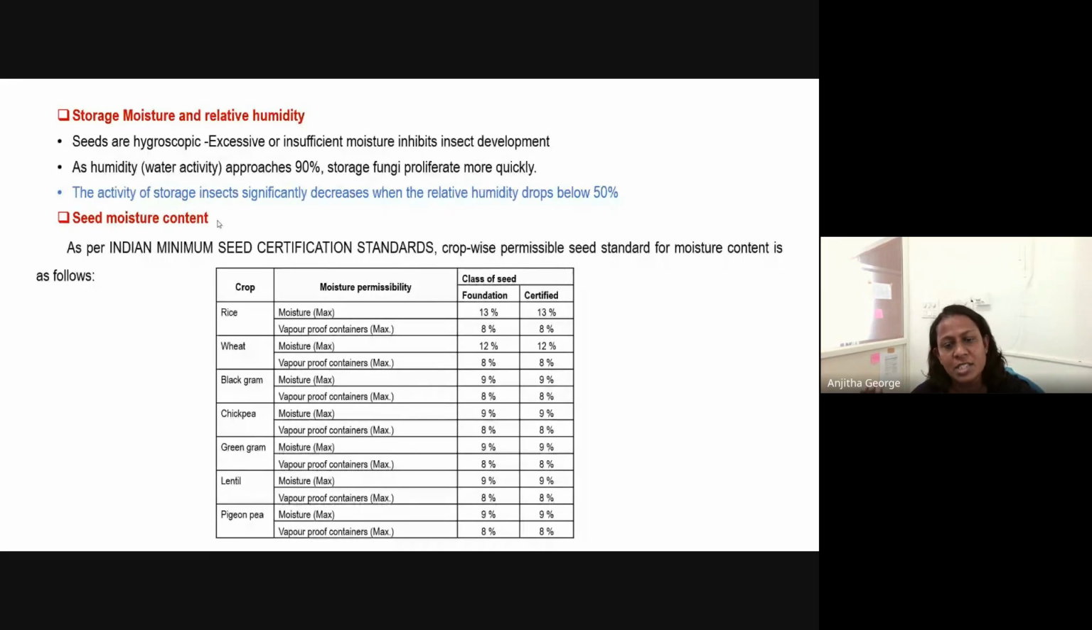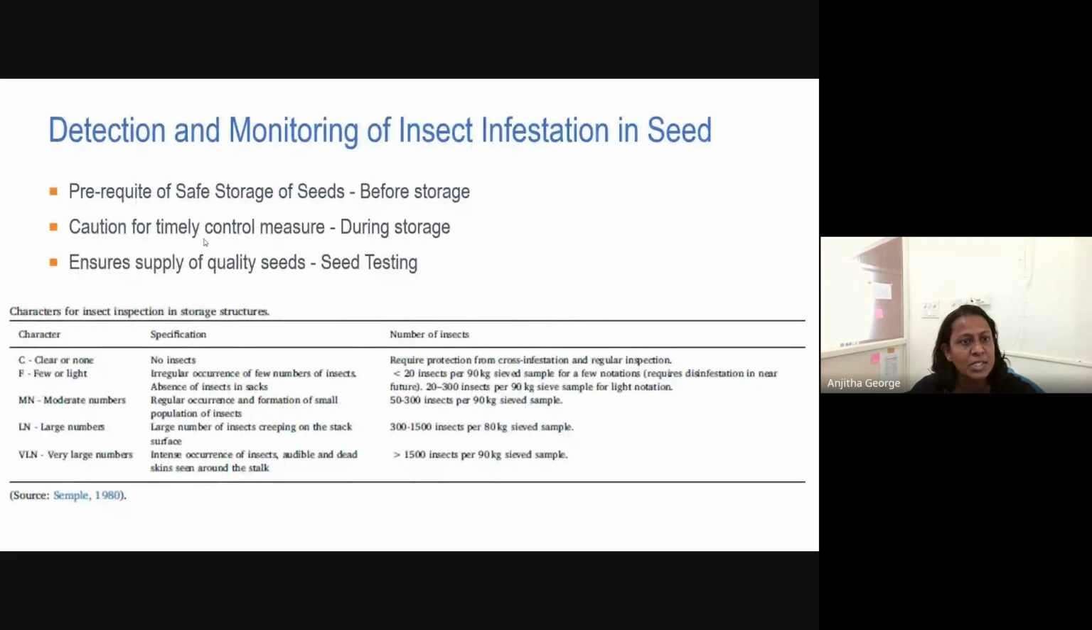See, when you are harvesting the seed, it could be 35%, 25%, 20%. It will be varying depending upon the crop seed. So from the time of harvest, you have to bring down the moisture to 10 to 12% for the cereals and 8 to 9% for the pulses. That is the minimum seed standard that has been set with respect to moisture content of the seeds.